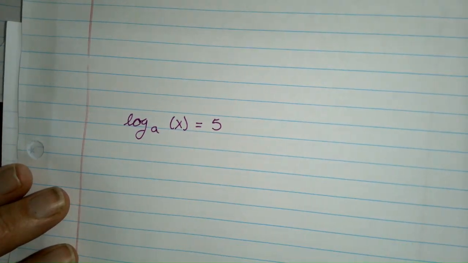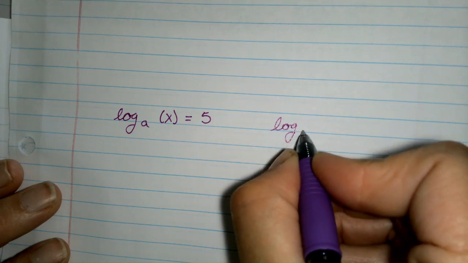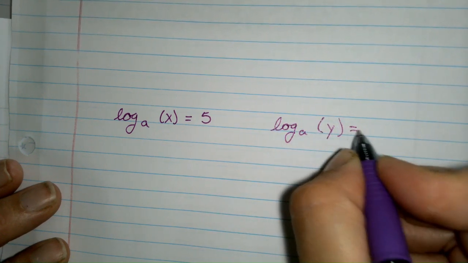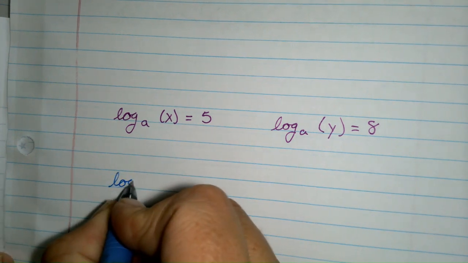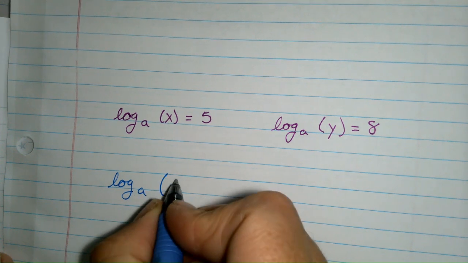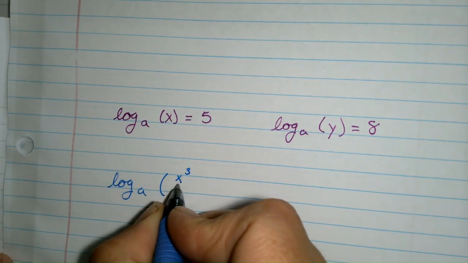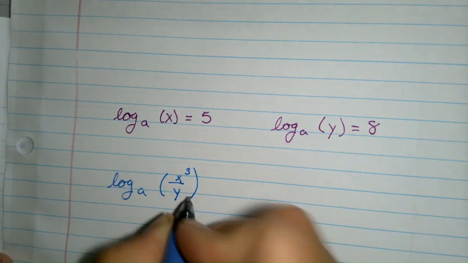So I've seen books go ahead and challenge people and say, hey, log base a of x equals 5, and log base a of y equals 8. Who knows what a is? Who knows what x is? Who knows what y is? We don't care. They might come up with this question though. Find log base a of x cubed divided by y.